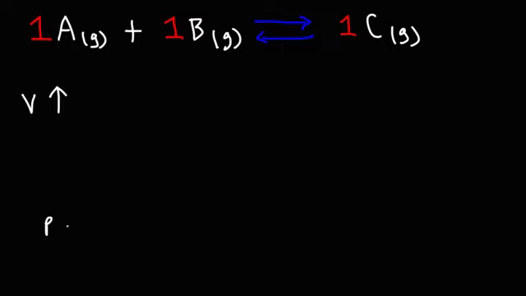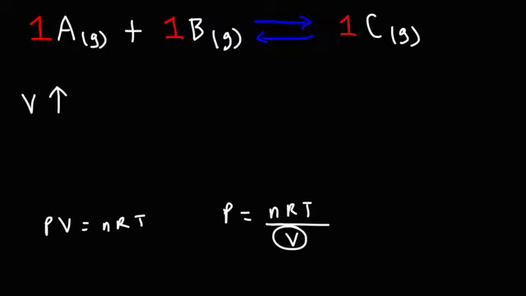Now, if we think about the ideal gas law, PV is equal to nRT, if we divide both sides by V, we get that the pressure is equal to nRT over V. Notice that volume is in the denominator of that fraction. That means that volume and pressure are inversely related. If you expand a container, if you increase its volume, the pressure is going to go down. And that is the total pressure of the system.